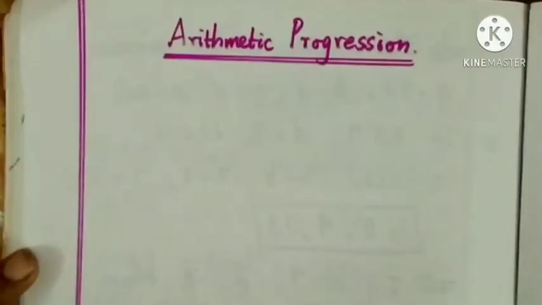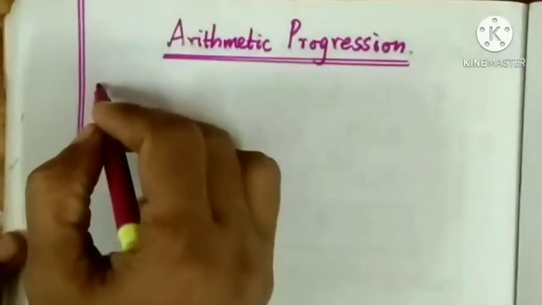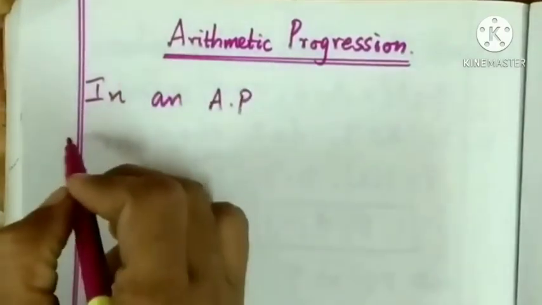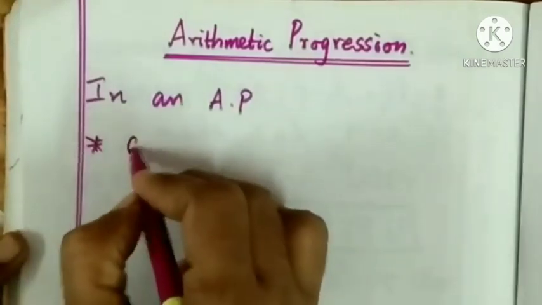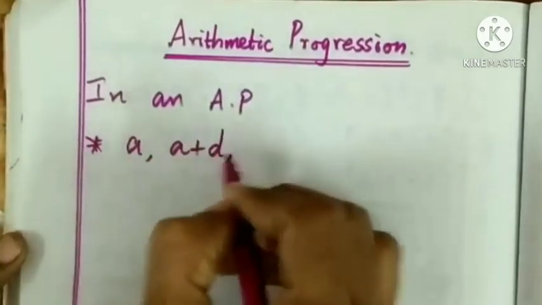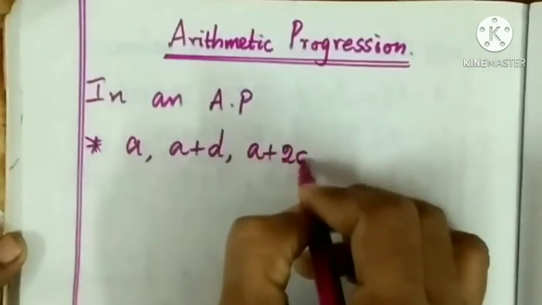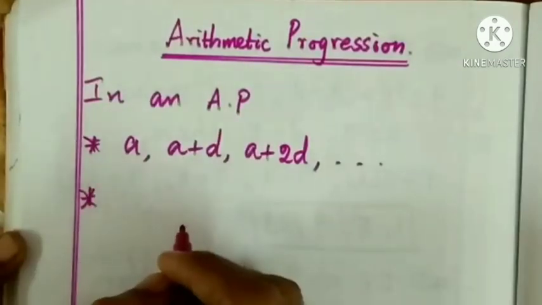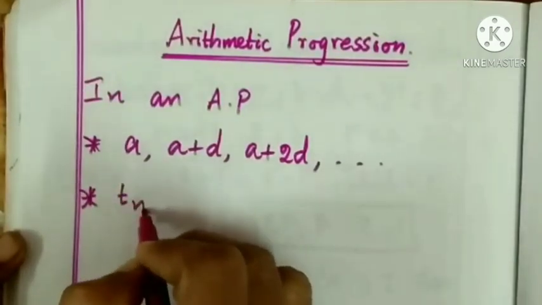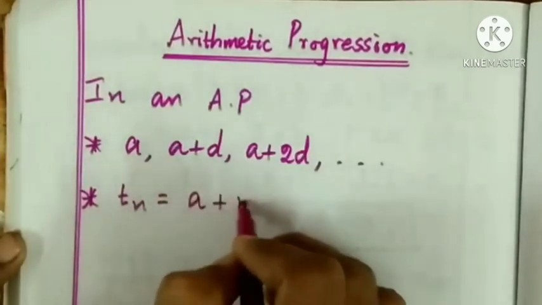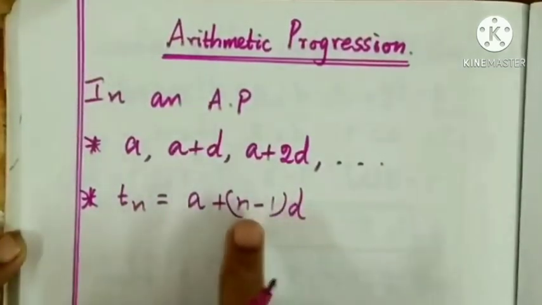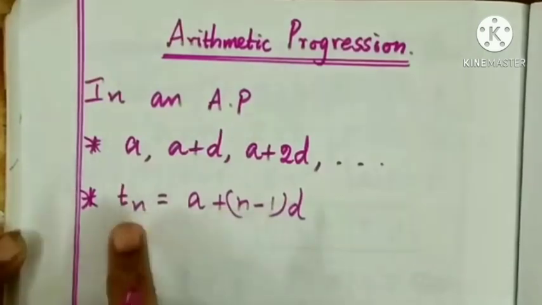First, let us recall some important points of an arithmetic progression. In an AP, the general form is a, a plus d, a plus 2d and so on. Next, the nth term of an AP is Tn is equal to a plus n minus 1 into d. Here a is the first term, d is the common difference and n is the nth term.